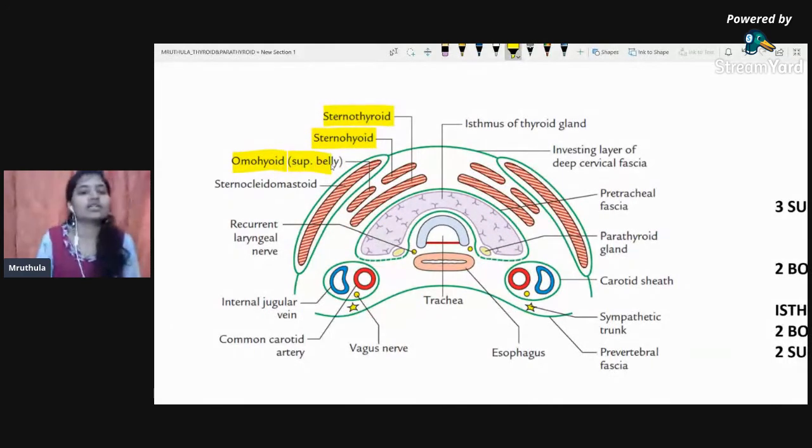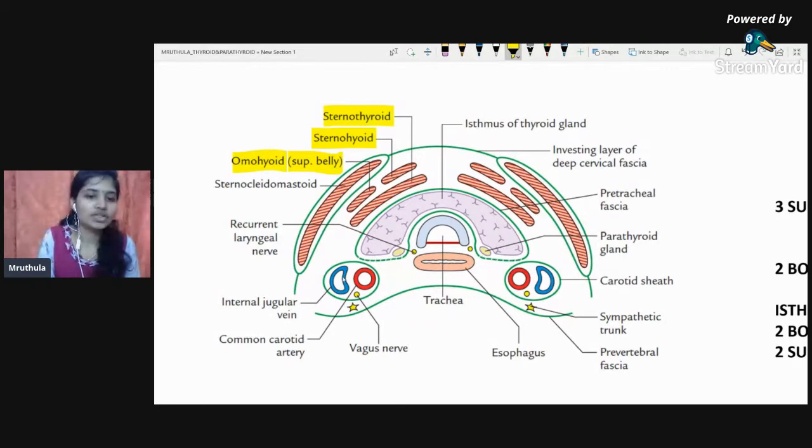Okay, so the names could look complicated, but they are not at all complicated. The name itself implies: sternothyroid, extending from the sternum to the thyroid cartilage, and sternohyoid, from the sternum to the hyoid bone, and omohyoid. So these are the three muscles on the lateral aspect. That can be seen here.